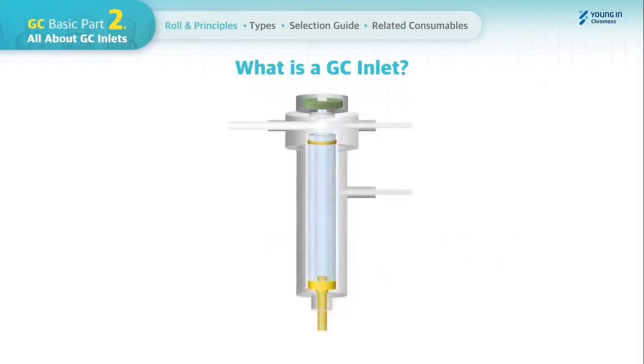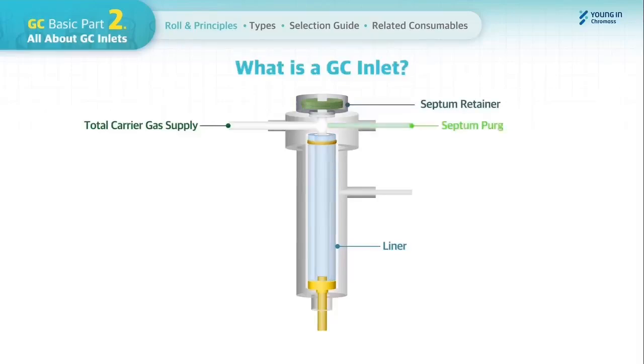A GC inlet is commonly configured with a septa retainer, where the injection port is, a total carrier gas supply line, and a liner where the liquid samples get vaporized, and the septum purge line, split vent line, or other consumables might be added depending on manufacturers or inlet types.